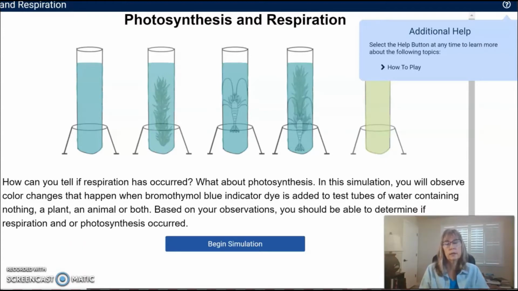The indicator turns yellower when there's more carbon dioxide, and it stays bluer when there is less carbon dioxide present. And so what that allows them to do is observe when respiration is taking place with the production of carbon dioxide and the balance that happens when you've got more than one organism doing respiration and photosynthesis.